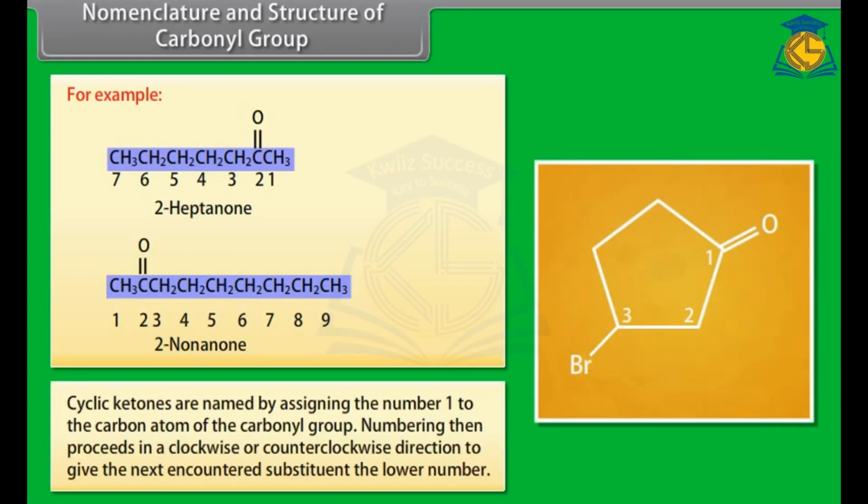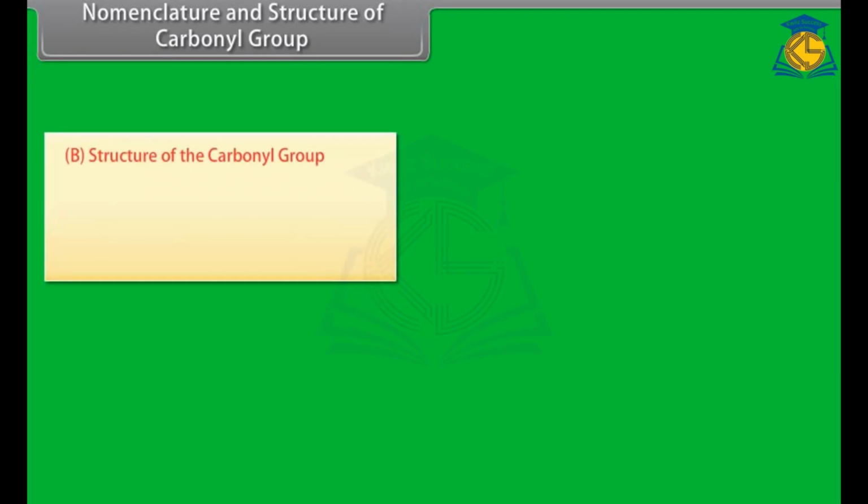Cyclic ketones are named by assigning the number 1 to the carbon atom of the carbonyl group. Numbering then proceeds in a clockwise or counterclockwise direction to give the next encountered substituent the lower number. Nomenclature and structure of carbonyl group. Structure of the carbonyl group.